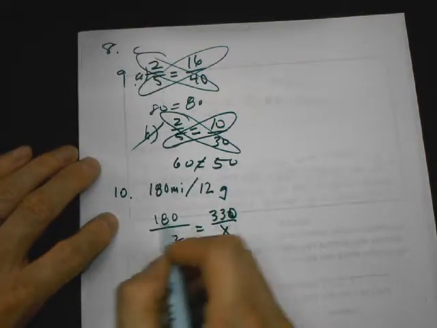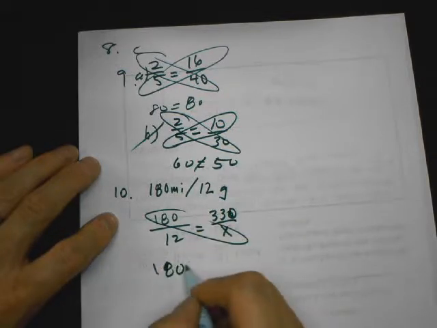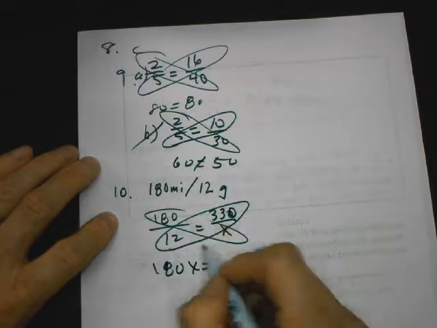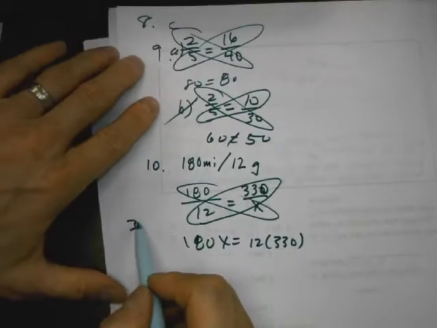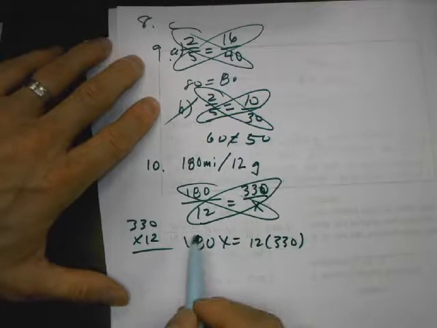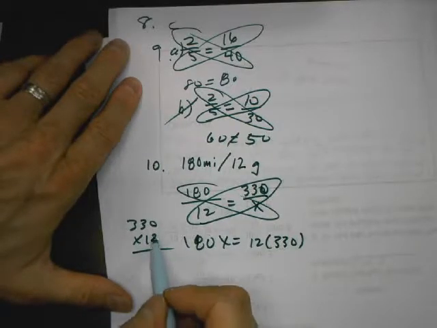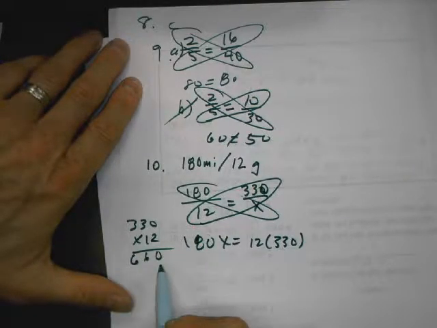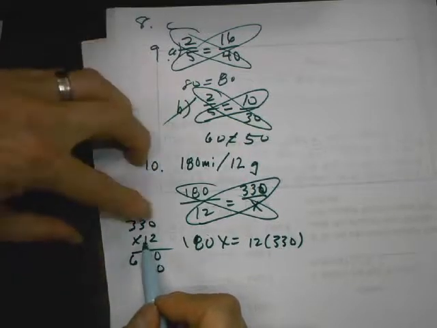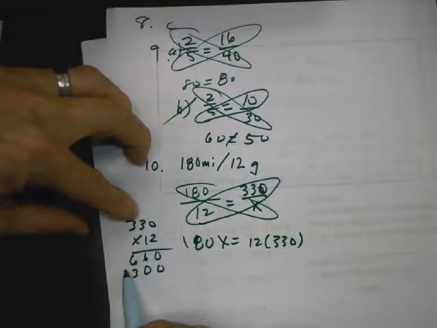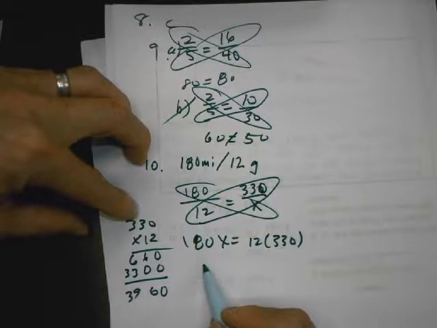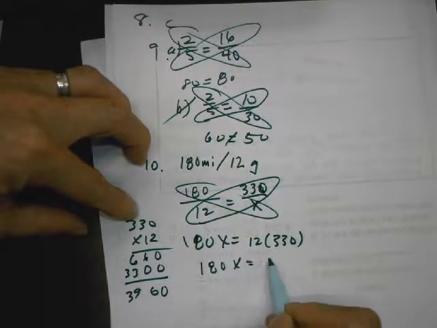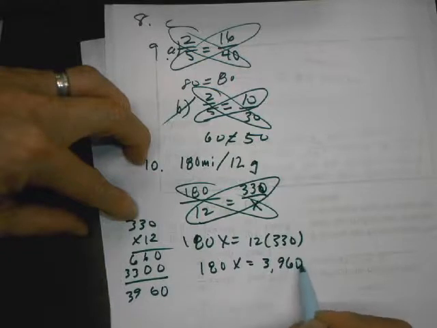Cross multiply, like I said earlier. If it's proportional, we cross multiply. So I got 330 times 12: 2 times 0, 2 times 3, 2 times 3. Leave a spot now since we came over here, and then I go 0 times 1. And I add these up, and I get 180x equals 3,960.